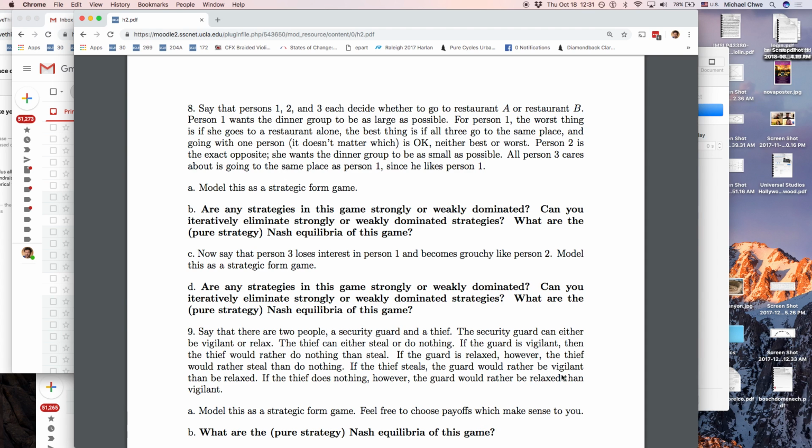How about person B? Sorry, person 2. Person 2 wants the crowd to be as small as possible. Okay, so how about this for person 2? This is the worst thing, right? Similarly, this is the worst thing for 2. How about this? This is the best, yeah. This is where person 2 is alone, right? This is 5, right? Middle. This is a 5. This is 5, but I think this is 10, right? Did I get that?